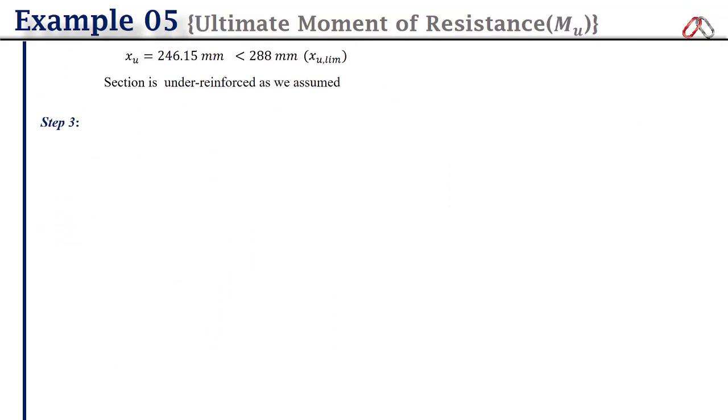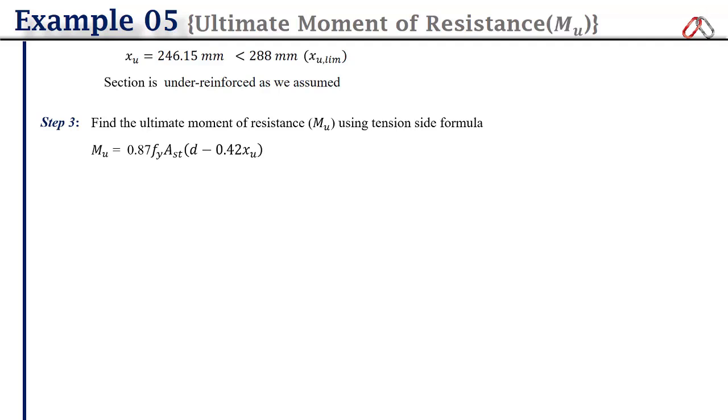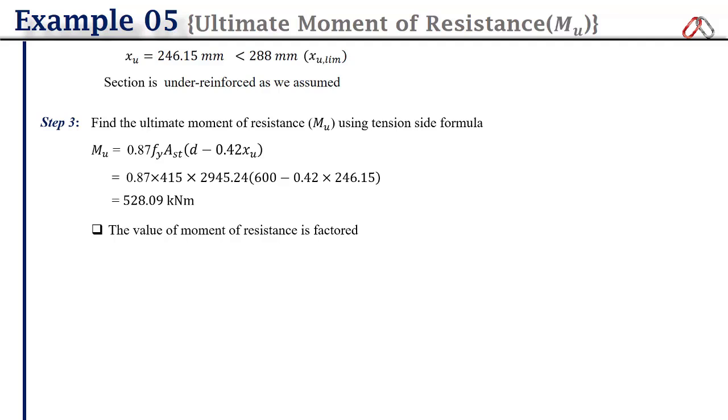The next step is to find the moment of resistance Mu using the tension side formula. We use the tension side formula here because our section is under reinforced. The formula is 0.87 fy Ast into d minus 0.42 XU. Here when we put all the values, the value of ultimate moment of resistance is 528.09 kilonewton meter. The value of moment of resistance that we have found is factored. Now we have to find out the unfactored moment.